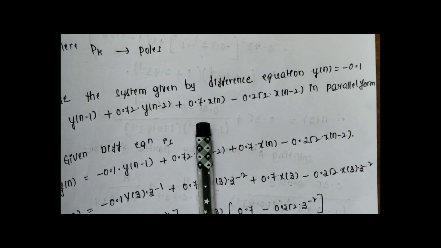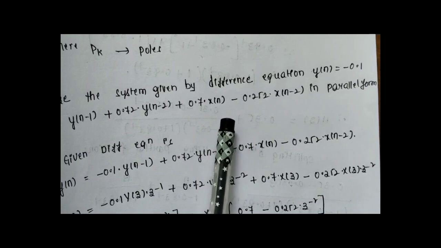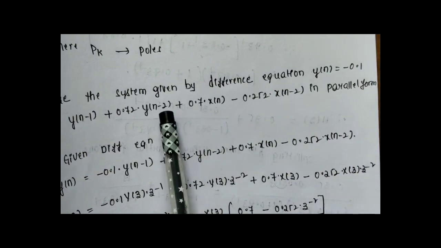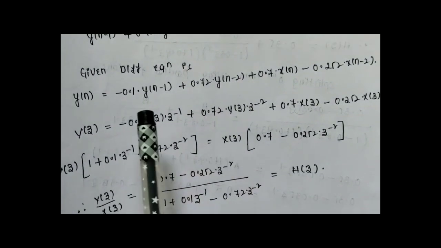If you do not have the H of z, then convert the given difference equation into H of z. You all know how to write the H of z from this equation: simply apply the z transforms, keep all the Y of z terms on one side and all the X of z terms on the other side. If you write Y of z by X of z, it is converted into the H of z form. So that has been explained here.